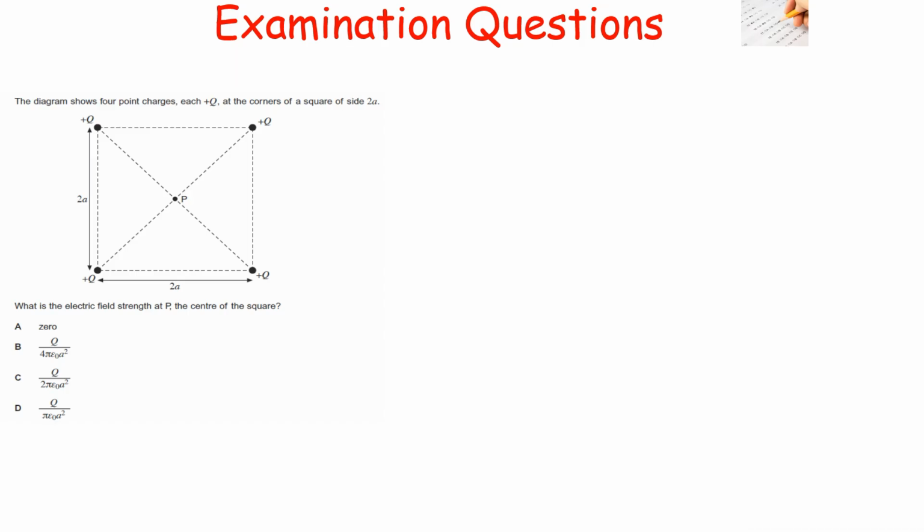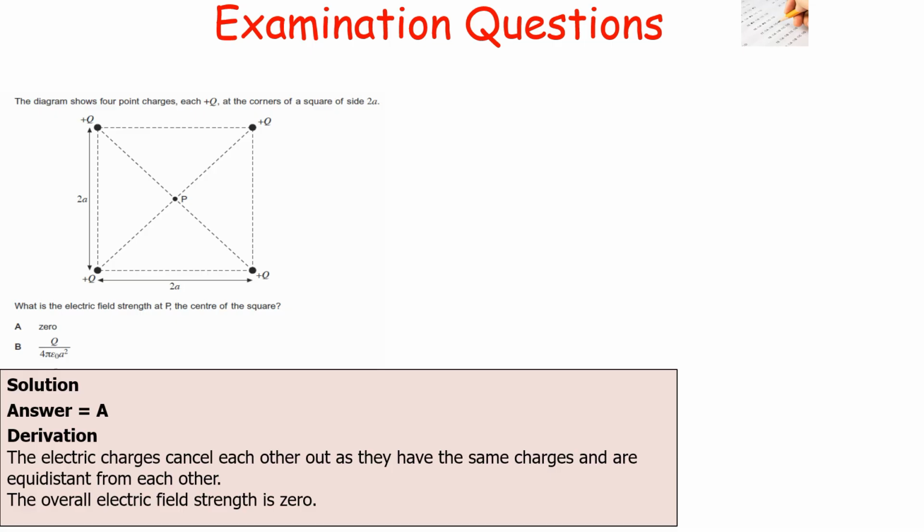Right, for this one, you've got to consider the distance from P. Now the answer is the electrical field strength will be 0, it'll be A, because the electrical charges will cancel each other out because they've all got the same charge and they're all equidistant from P. So therefore all these positive charges will cancel each other out because they're on opposite sides of P, so therefore our overall electrical field strength is 0.